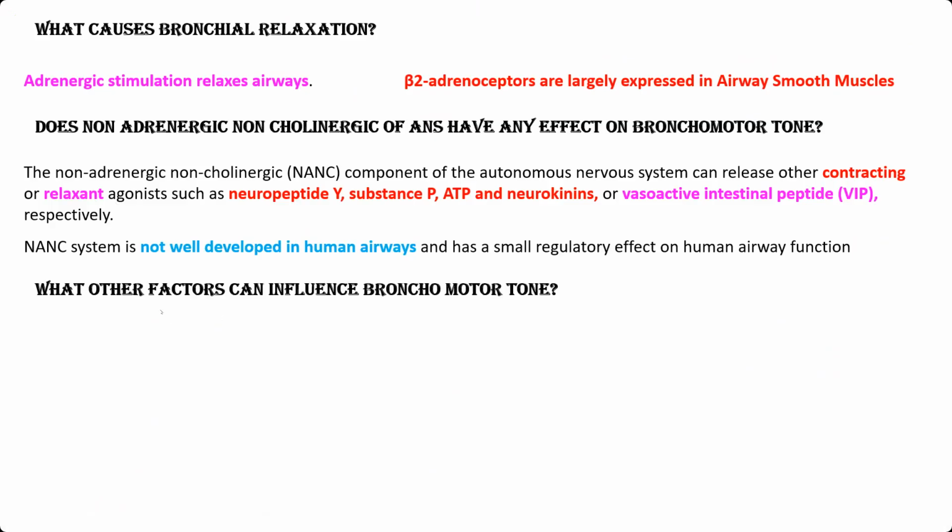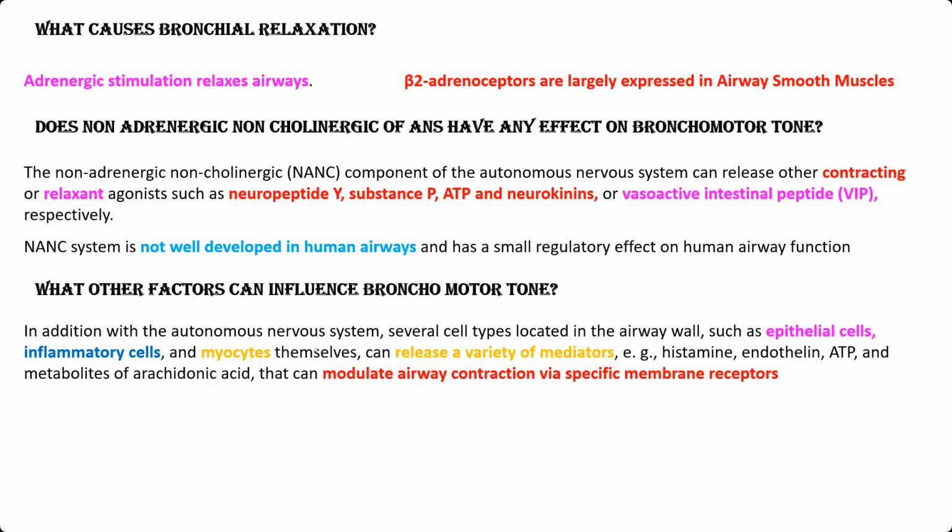What other factors can influence bronchomotor tone? In addition to the autonomic nervous system, several cells located in the airway, like the epithelial cells, inflammatory cells, and myocytes themselves, release a variety of mediators like histamine, endothelin, ATP, and the metabolic products of arachidonic acid, which modulate airway contraction via specific membrane receptors. That is why treating asthmatics involves not only giving beta 2 adrenergic agents, but also antihistaminic and other drugs, so that we have a release of the bronchoconstriction that is happening.